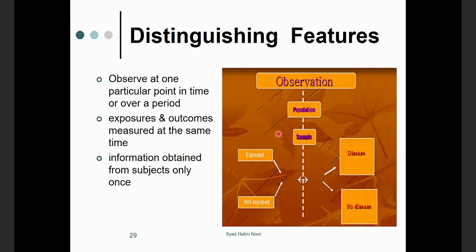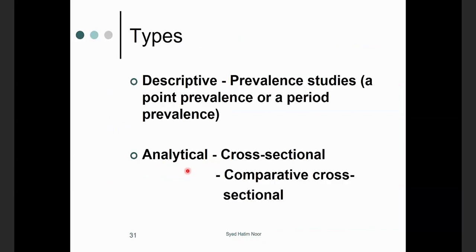Remember, we have two types of cross-sectional study: one is descriptive, another one is analytical. A cross-sectional study observes at one particular point in time or over a period. Exposure and outcomes are measured at the same time, and information is obtained from the subject only one time. For example, with a questionnaire, you just give the questionnaire to the participant and measure one time only.